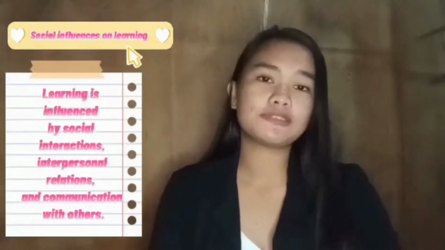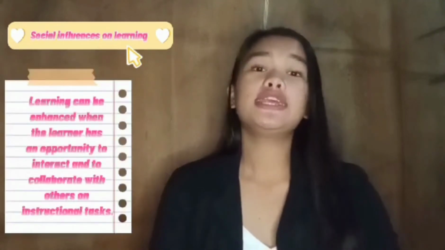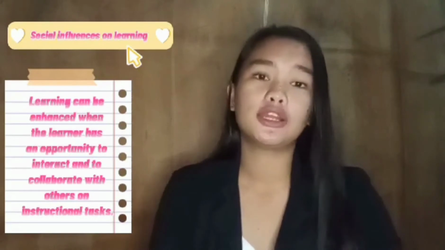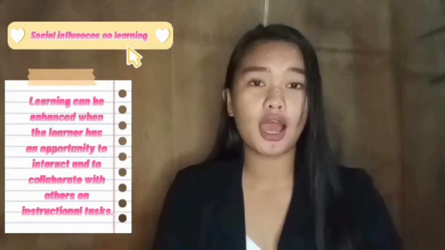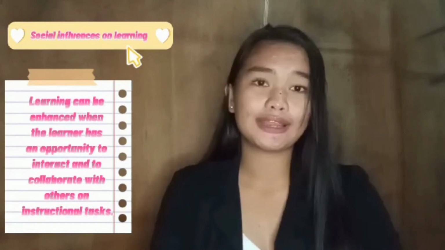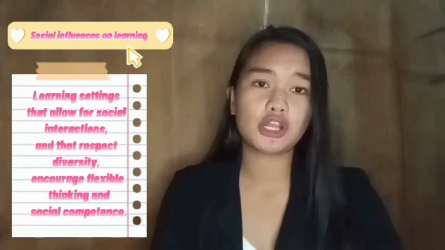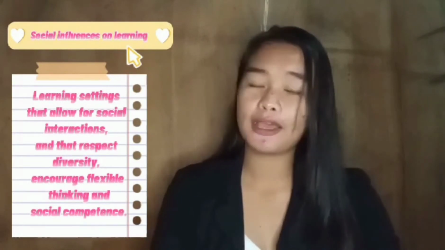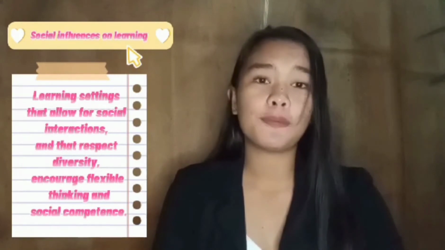So the second one is about social influences on learning. Learning is influenced by social interactions, interpersonal relations, and communication with others. Learning can be enhanced when the learner has an opportunity to interact and to collaborate with others on instructional tasks. Learning settings that allow for social interactions and that respect diversity encourage flexible thinking and social competence.